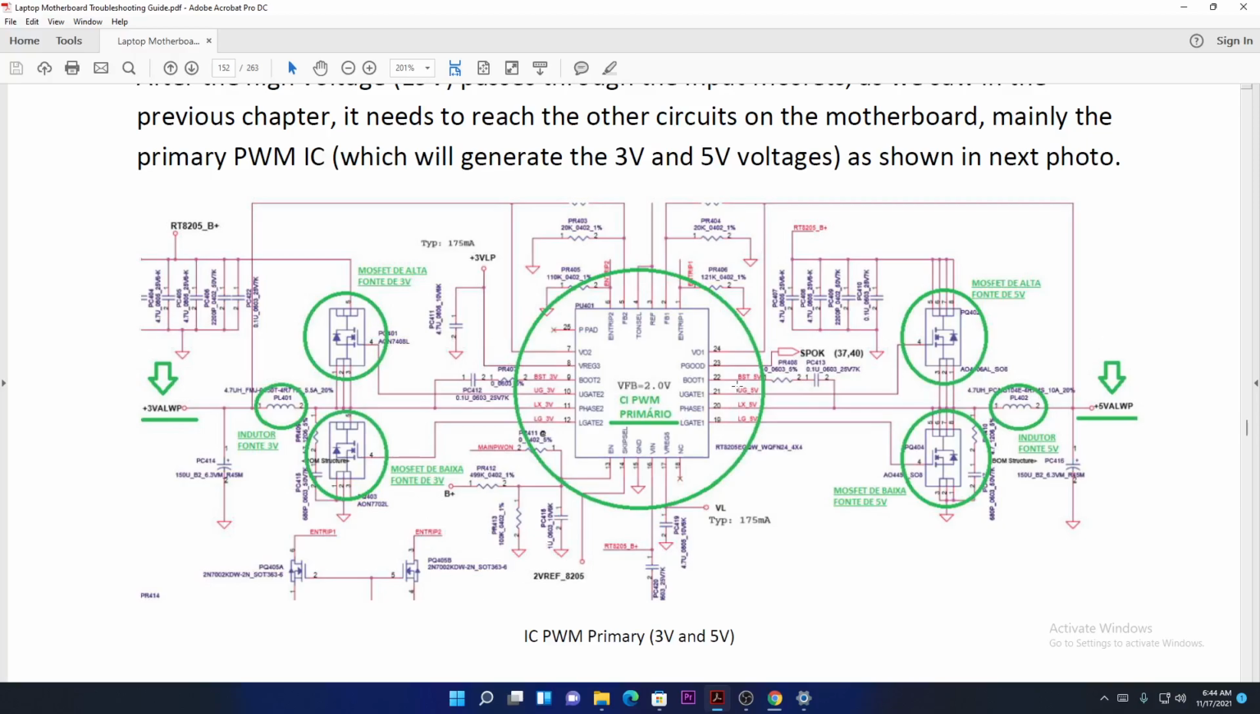This is the structure on the schematic. There will be a chip in the center, and on the left hand side is where the 3.3 volts always is generated. You'll see those two MOSFETs and the coil. On the right hand side is where the 5 volts always is being generated, and you'll see two MOSFETs, one connected to the main 19 volts and the other one connected to ground. And you'll have an output coil there.